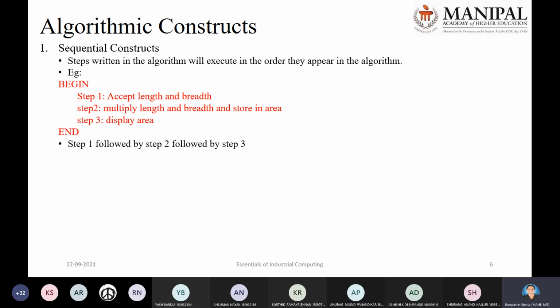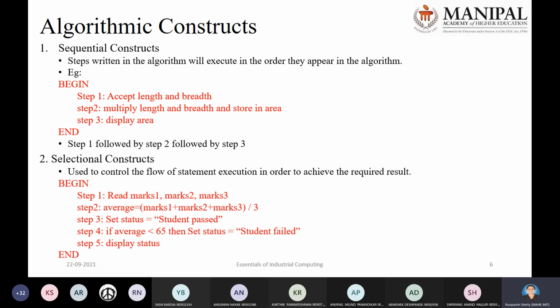Fine. So an algorithm example is also given for finding the area of a rectangle. Finding the area of a rectangle is basically a sequential construct. You provide the input, do some calculation, give the output. So they are executed in the order they are written in the algorithm. The second construct is the selectional construct.